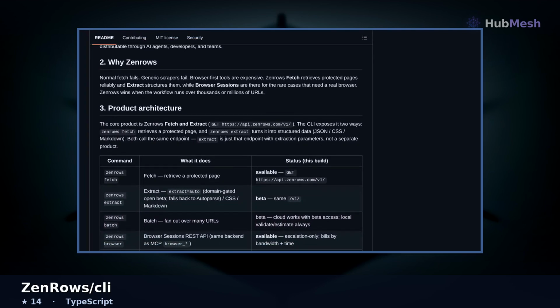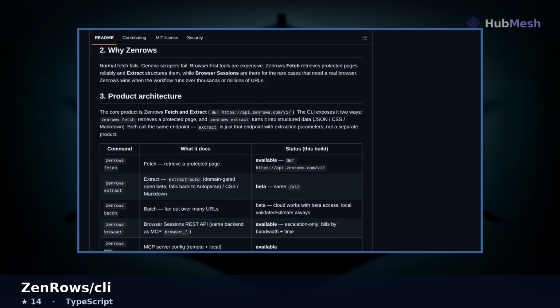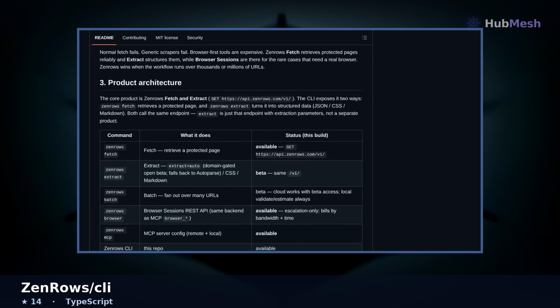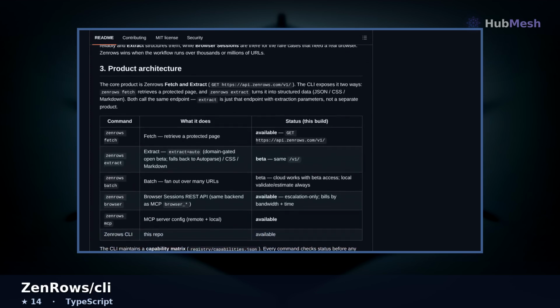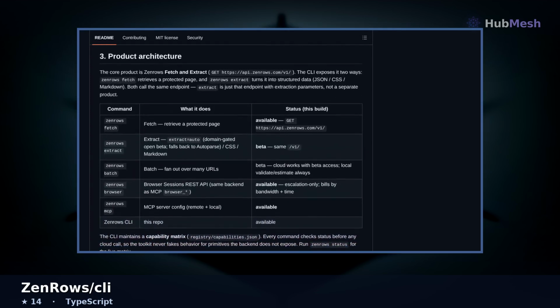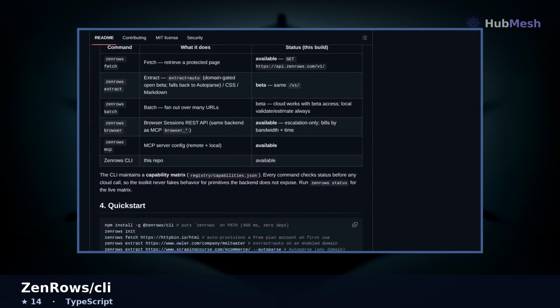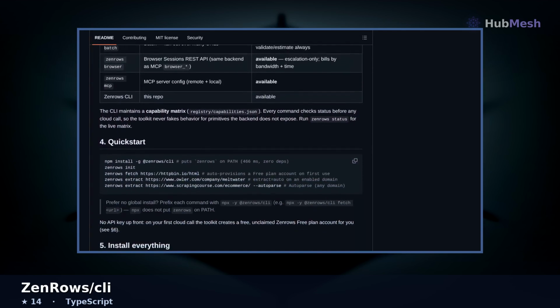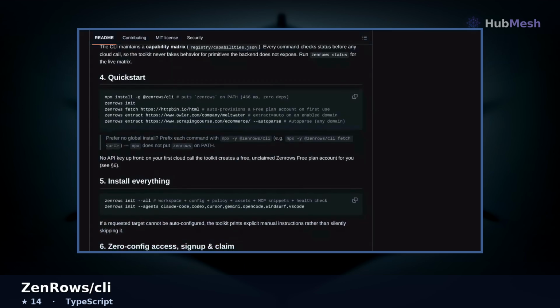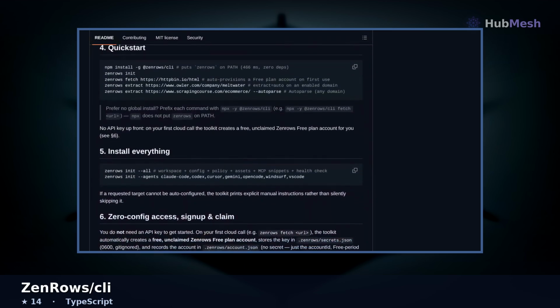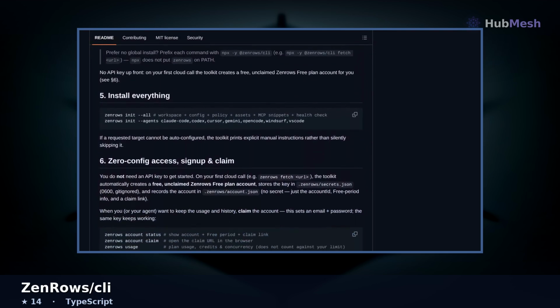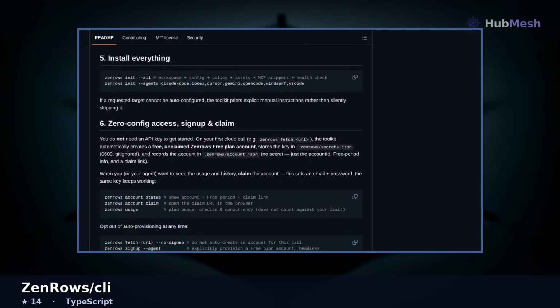While generic scrapers fail on protected sites, this tool retrieves protected pages efficiently over millions of URLs. Its core architecture exposes endpoints that turn raw pages into structured JSON or Markdown data instantly. For quick start, fetching TP-bin installs in 466 milliseconds and provisions a free account without an API key.